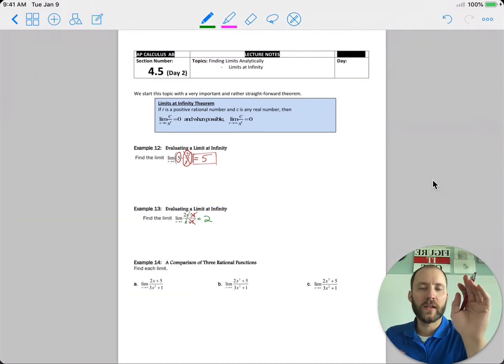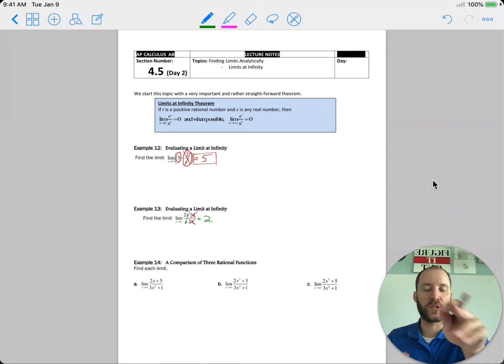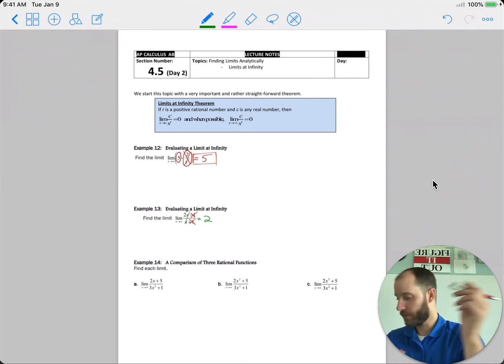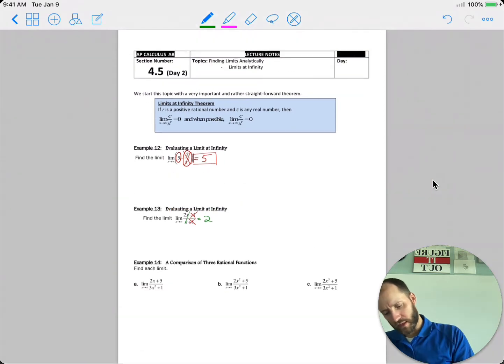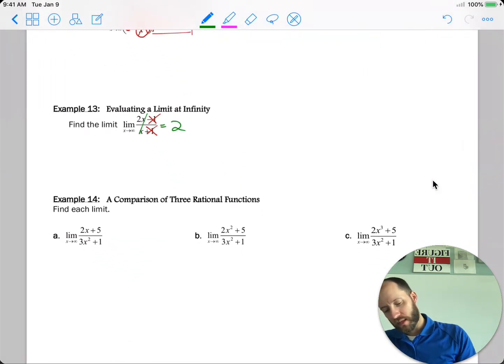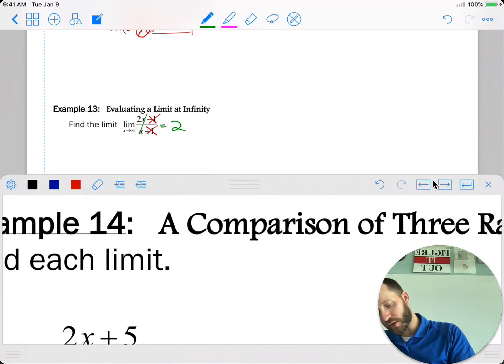So again, you can do these algebraically with those cases, or you can look holistically at the problem. Okay, so example 14, let's work through those and be holistic about it.